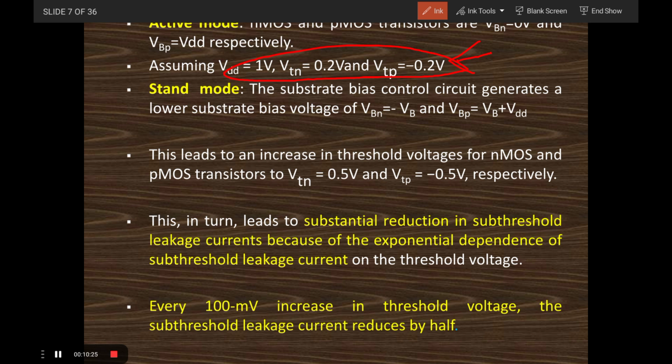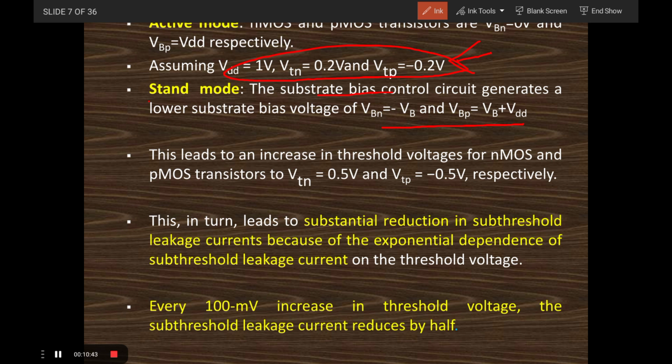The second thing is the standby mode. In the standby mode, the substrate bias control circuit generates a low substrate voltage, that is, VBn equals the threshold voltage of the substrate voltage minus VB, and VBp equals VDD plus VB for the PMOS transistor, right?